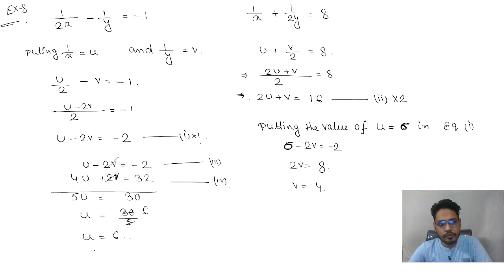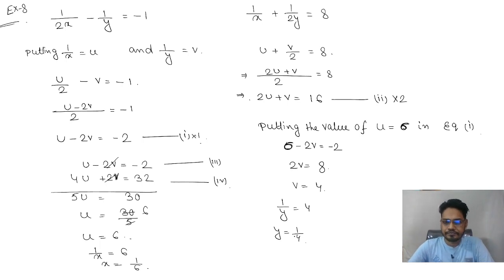So that means u means 1 by x. 1 by x is equal to 6. So x will be 1 by 6. And v is equal to 4. So v means 1 by y. 1 by y is equal to 4. y will be 1 by 4. So these are the values. So x is equal to 1 by 6, y is equal to 1 by 4. These are the values of these equations.